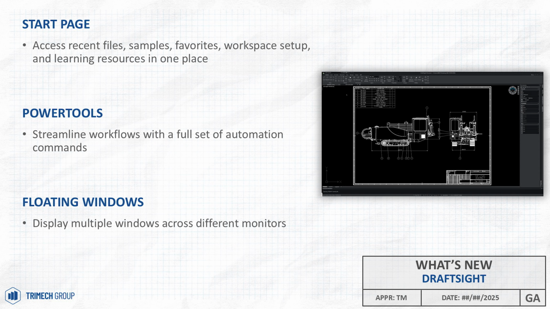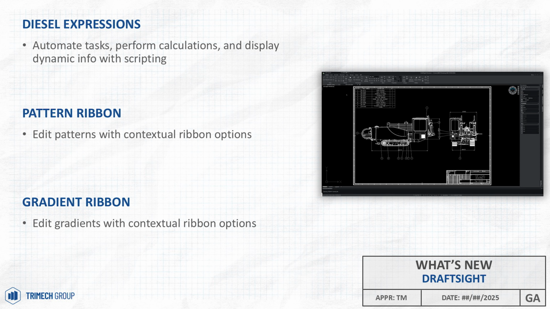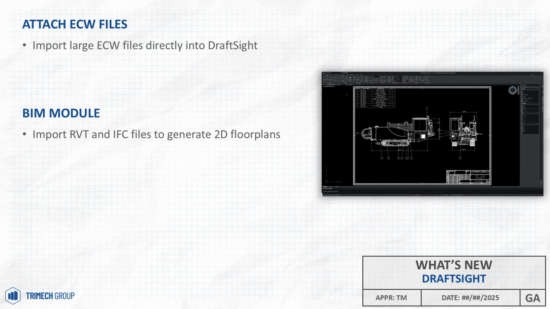So we've got a new start page. There are new power tools in there. We've got some floating windows as well. We then have diesel expressions, more on them in a moment. Then we have a couple of new ribbon options for creating patterns and gradients in our drawings. And then we have the ability to attach ECW files. Again, I'll explain what they are in a moment. And we have the BIM module as well.